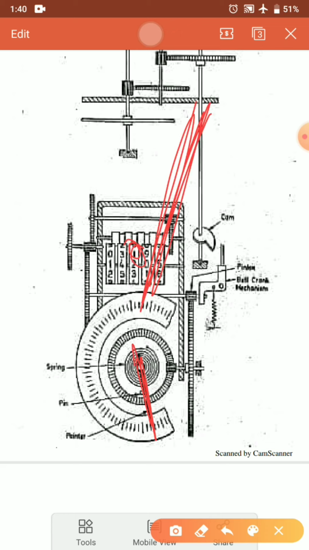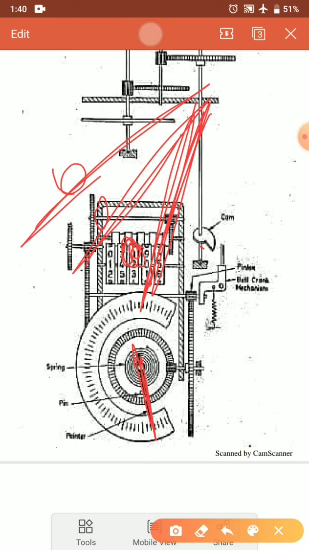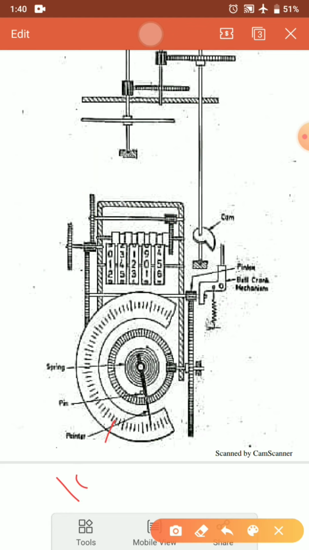For example, this is my pointer. To the pointer a pin arrangement is there. Whenever this pointer is moving further, the pin will also move further. In the first instant it was 100. Now at 100, my pointer has reached here, and the pin has also reached this position. Now when the half an hour duration is complete, this cam will rotate.